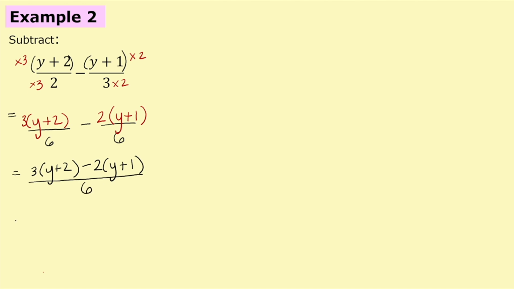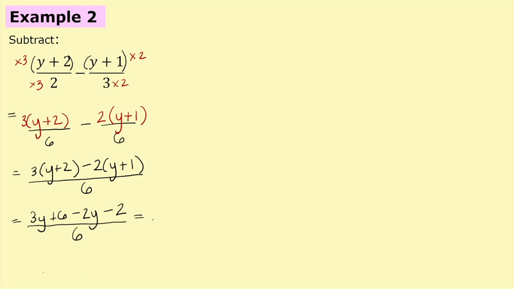all over 6. And now we can go ahead and multiply out. So 3 times y is 3y, 3 times 2 is 6. We've got negative 2 times y to give us negative 2y, and then negative 2 times 1 to give us negative 2. So be careful here. Remember, if this sign here was a negative, then negative times a negative would become a positive. So be careful there. But in this case, we've just got a negative, and this is over 6.